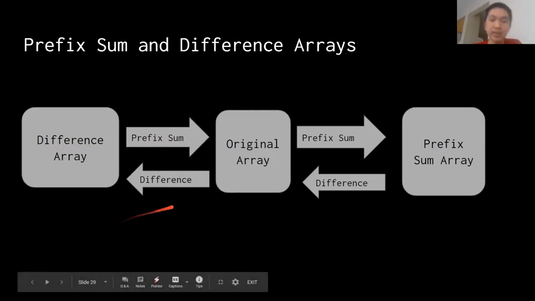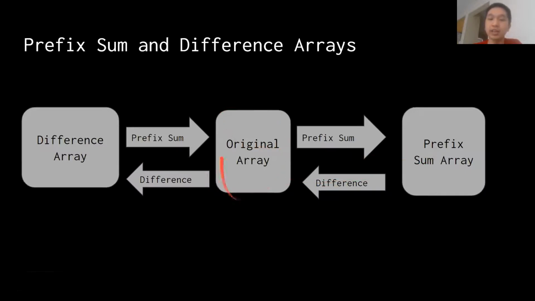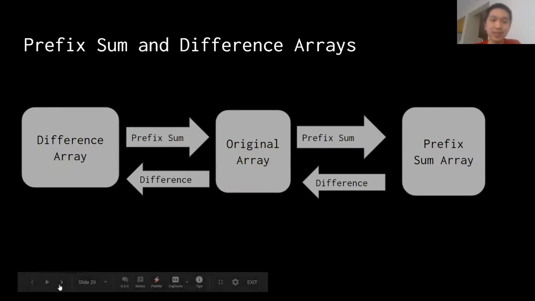So this is kind of the relationship between the difference array and the prefix sum array. If you have your original array, you can do prefix sums on it, and you can end up with the prefix sum array. You can do a difference on the prefix sum array, and that will return your original array. You can do the difference formula on the original array, and you'll get the difference array. You can do prefix sums on the difference array and end up with the original array. So this is a very useful diagram to take notice of.